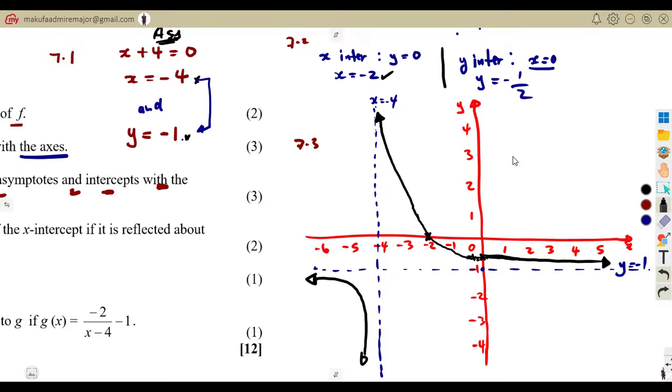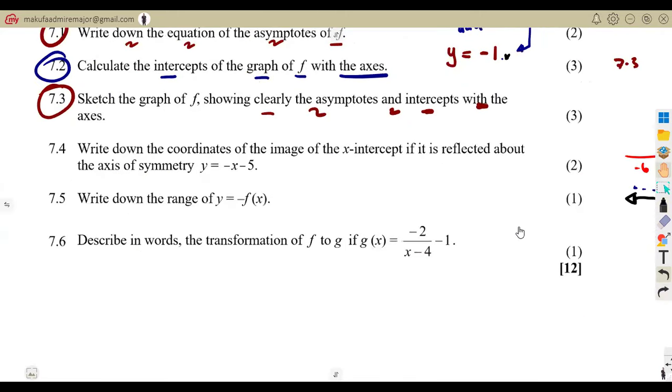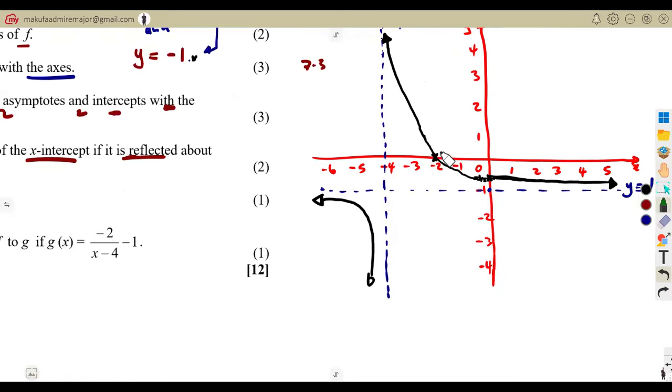So that's your sketch, guys. Your y-axis, your x-axis, then your asymptotes, the major points indicated. Then write down the coordinates of the image on question number 7.4. We need the image of the x-intercept if it is reflected about the axis of symmetry. If it is reflected about the axis of what? Symmetry of this line, y. The x-intercept. This is our x-intercept, guys. The point minus 2, 0.